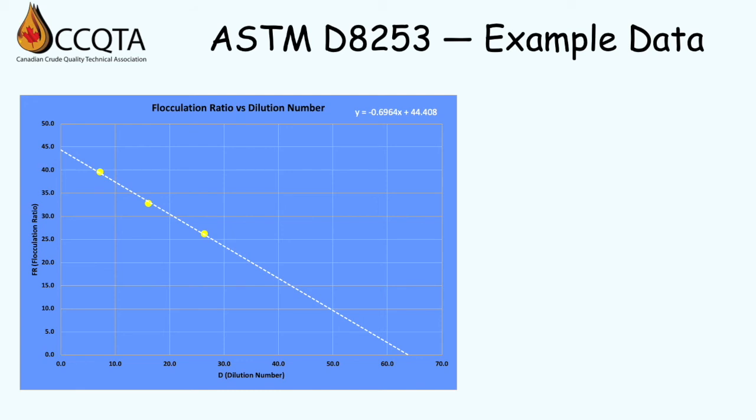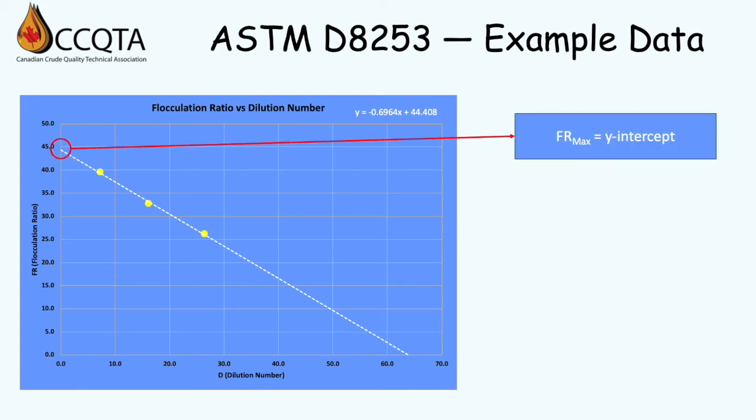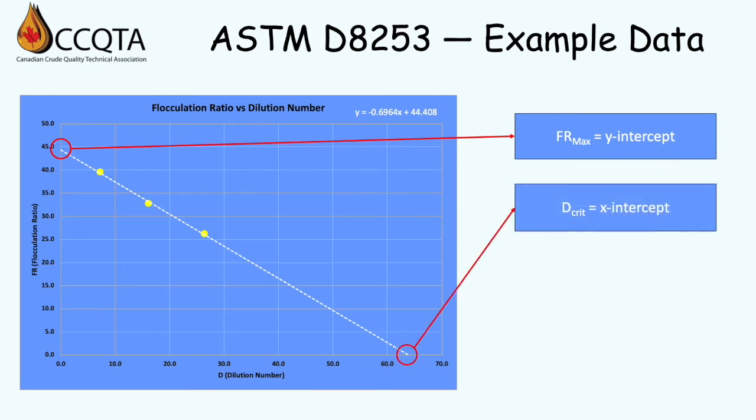The maximum flocculation ratio, or the FR max, equals the y-intercept. The critical dilution number, or D crit, equals the x-intercept. The remaining parameters are calculated based on these first two. The P0 is the FR max times 1 plus 100 over the D crit, and in this example the P0 is 114. Now I'll give some further context to this value in a moment.